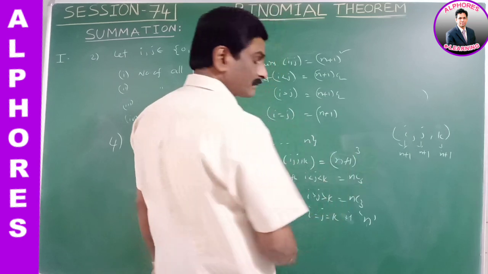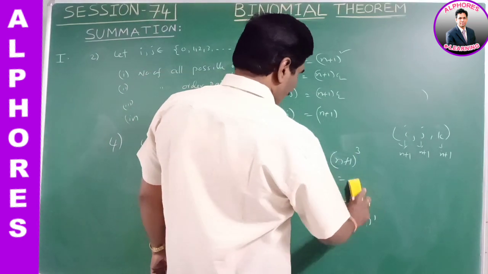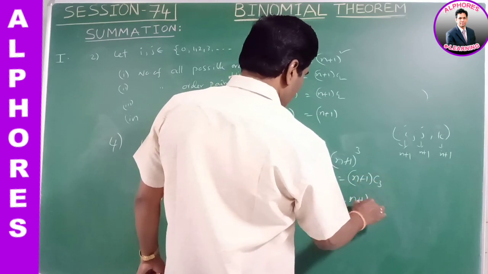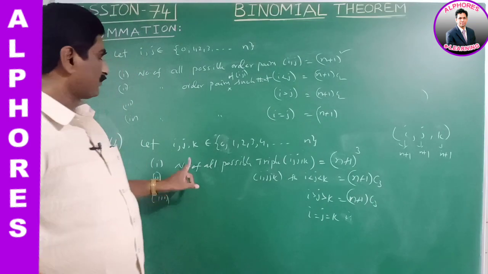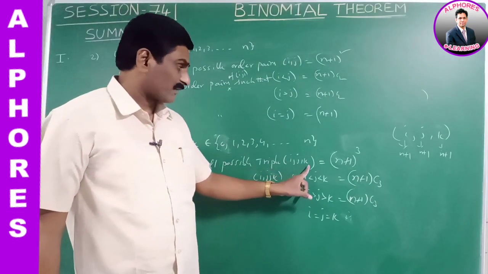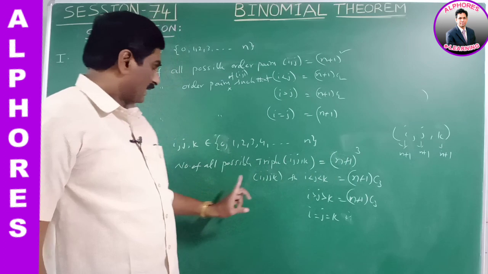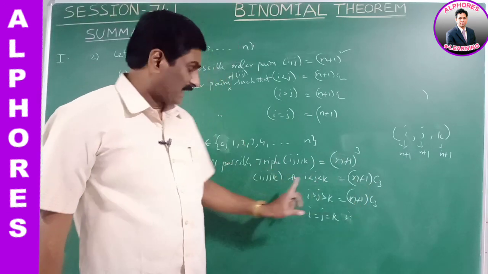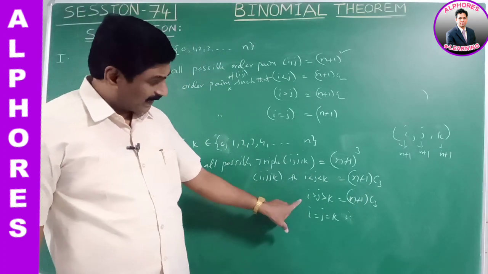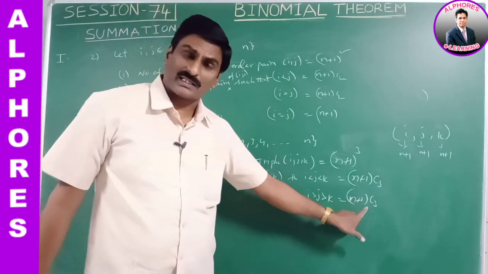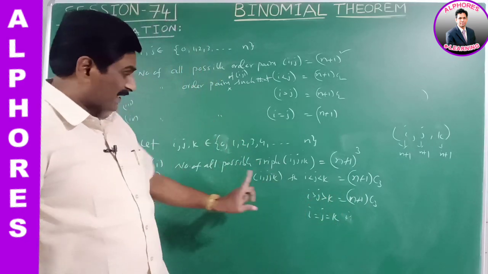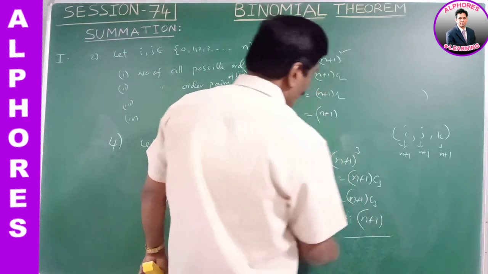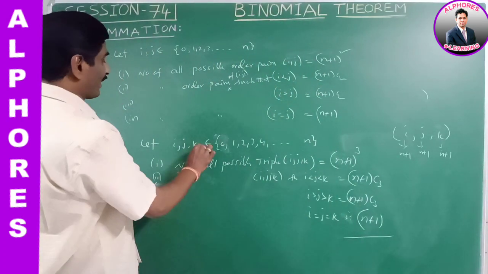Next, here (n+1)C3, total number of terms n plus 1. The number of all possible ordered triplets i, j, k is (n+1) whole cube. The number of triplets such that i < j < k is (n+1)C3. The number of ordered triplets i, j, k such that i > j > k is (n+1)C3. The number of ordered triplets such that i = j = k is n plus 1.